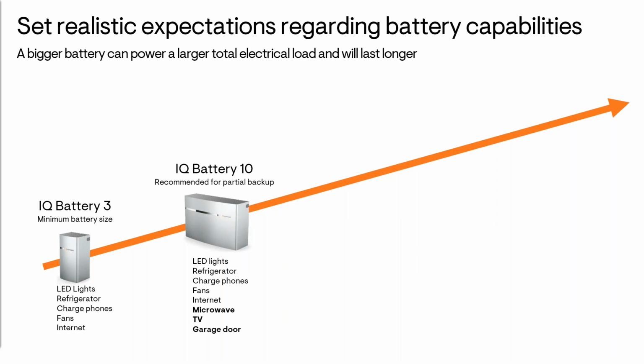1 IQ Battery 10 is a good starting point for most partial home backup scenarios. An IQ Battery 10 can power a standard fridge, small kitchen appliances like coffee makers, boiling kettles, pretty much anything that plugs into a standard 120 volt outlet, and it can run multiple devices simultaneously. A lot of people will start with an IQ Battery 10 and see how things go, and then they can add additional IQ Battery 3s or 10s in the future if their needs change or if the size was underestimated perhaps.